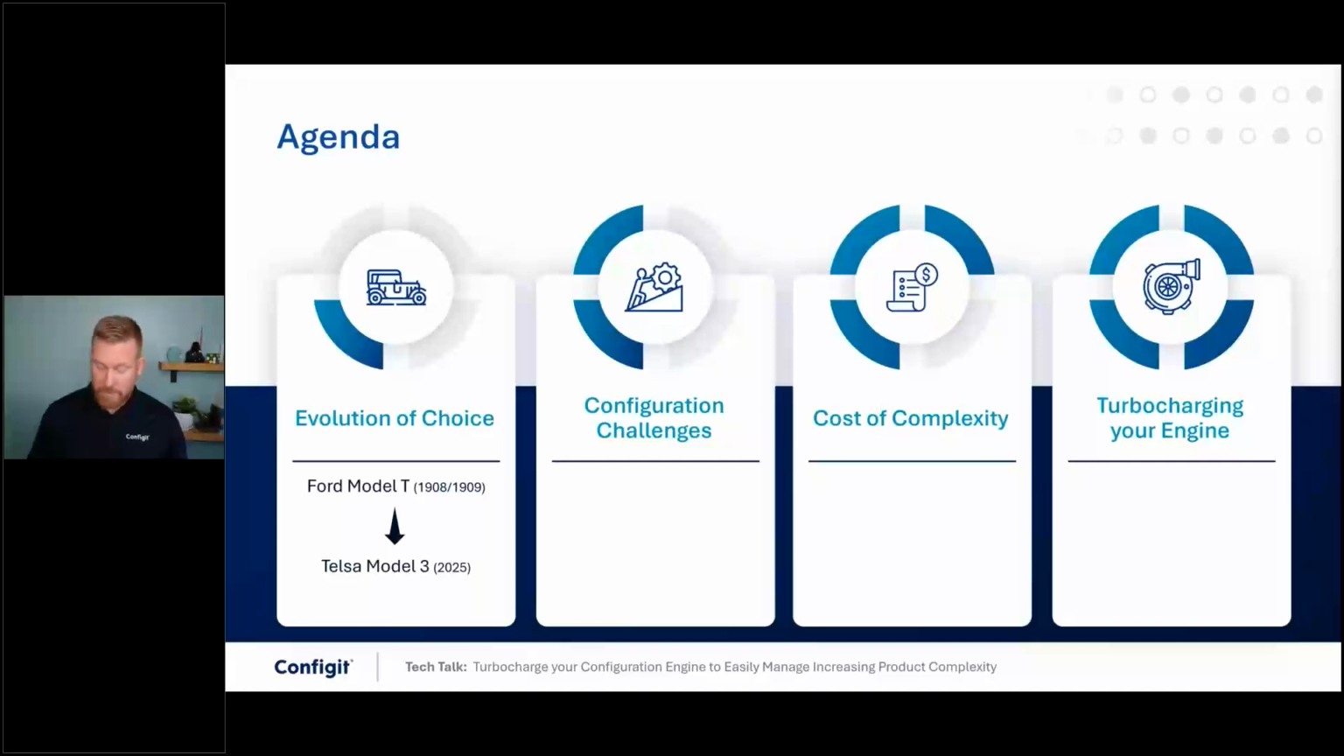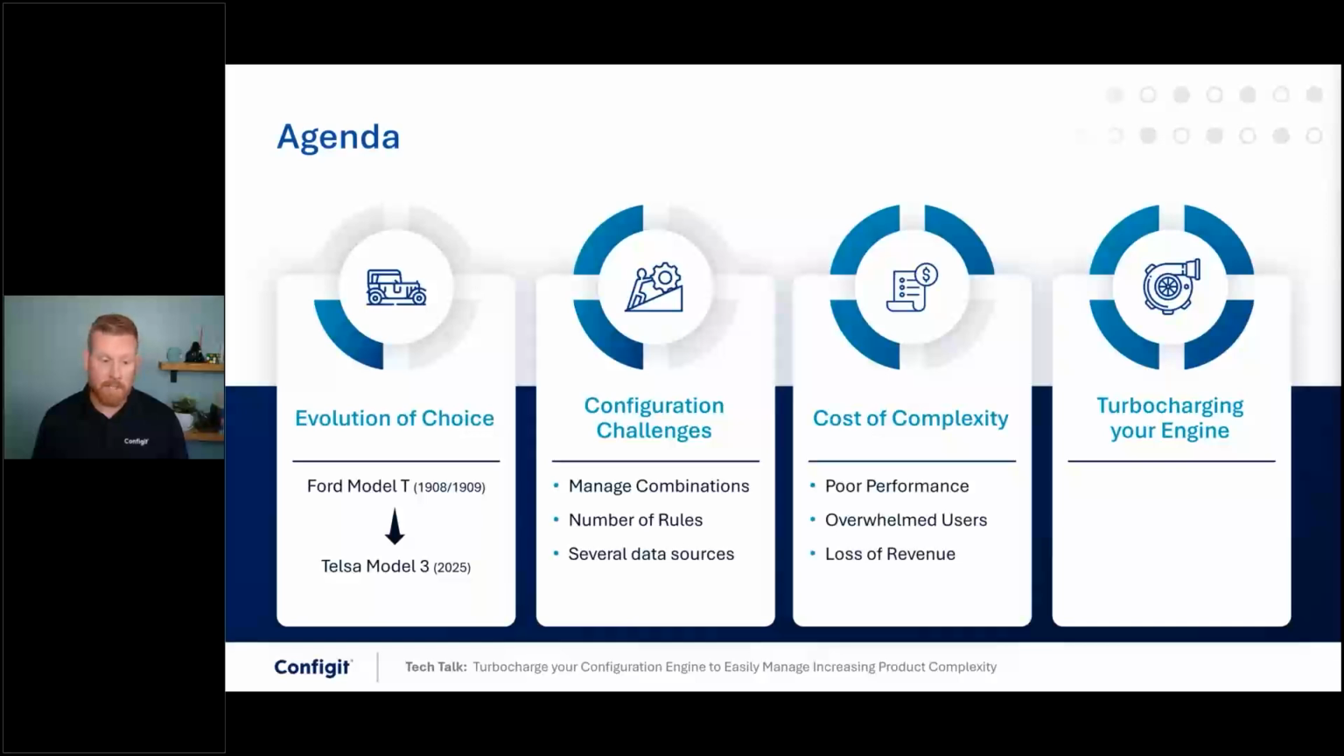We're going to talk about some of the challenges that manufacturers face whenever they have to manage complexity and configuration. We're going to talk about what that costs your organization, such as performance, loss of revenue, and a bunch of other criteria. And then finally, we're going to offer some really keen insights on how you can turbocharge your configuration engine throughout this process. So let's go ahead and get started on the evolution of choice.